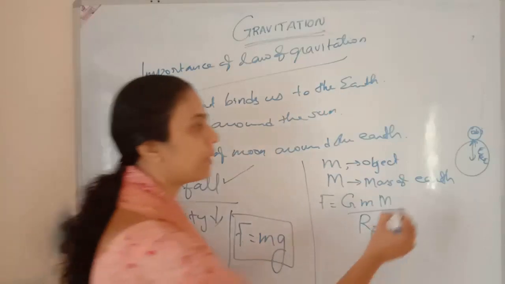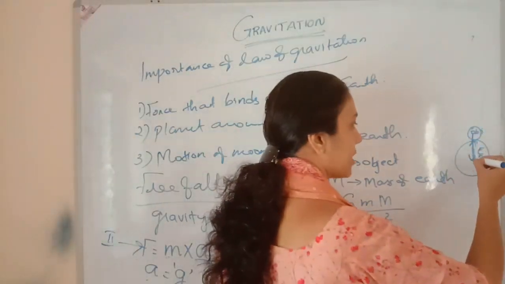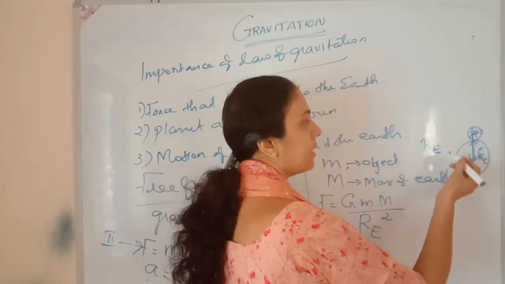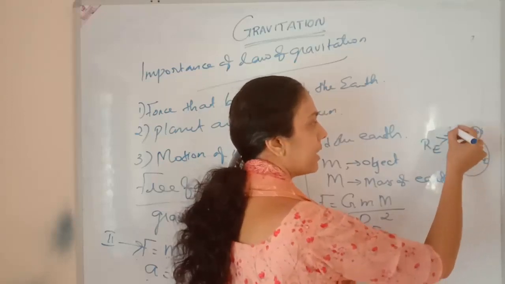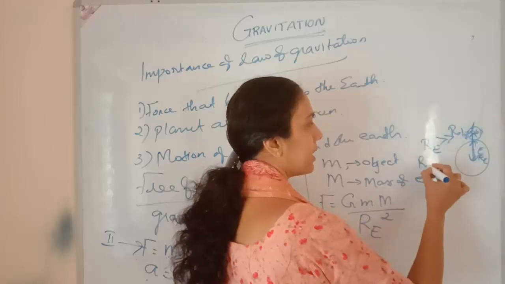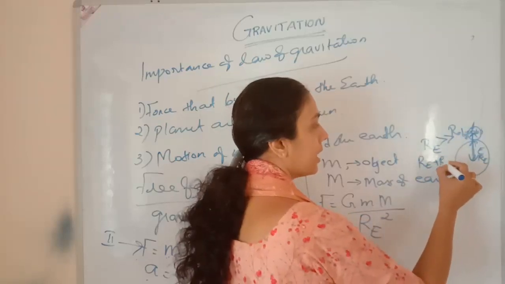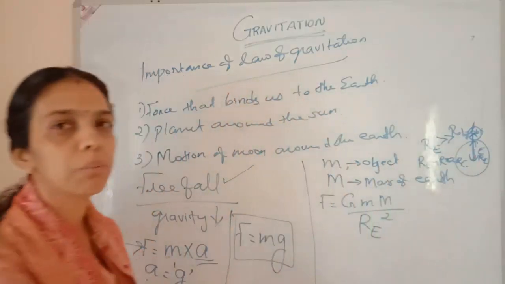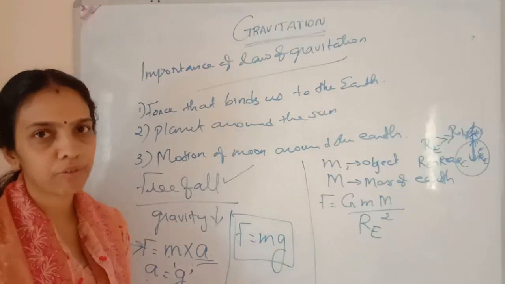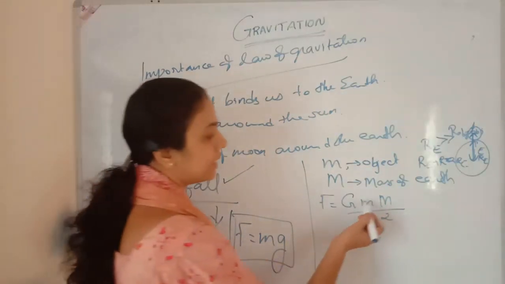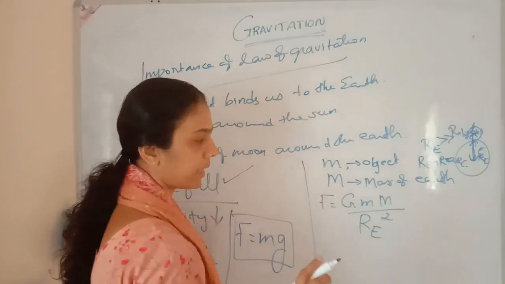We should consider the distance till the center, but the radius of Earth is very much greater than the radius of the object. So we can write Re plus R as nearly equal to Re. Because if you add 1 centimeter to 10,000, will it affect much? No, it won't. That is the reason we only consider G M m by Re square.